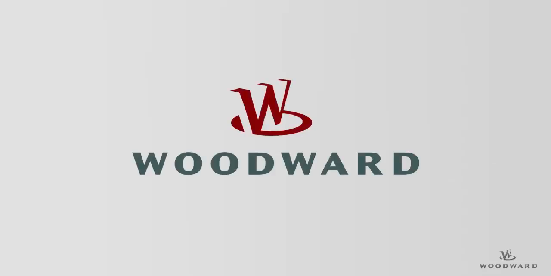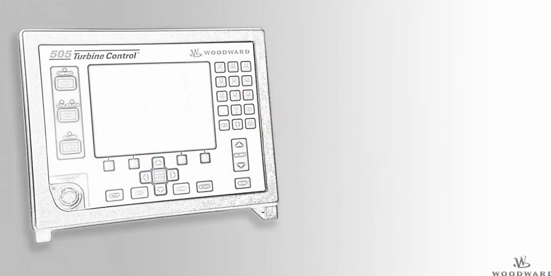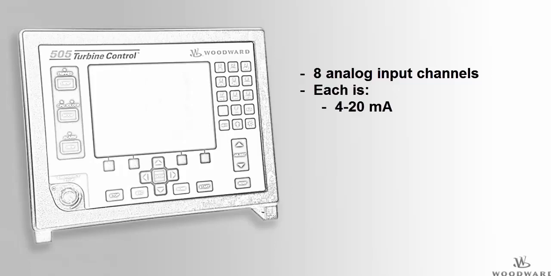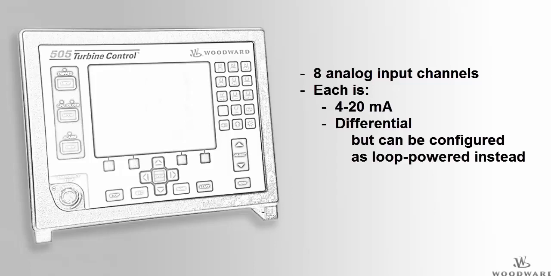Hello, and welcome to the 505 tutorial for configuring analog inputs. In this tutorial, you will learn how to configure analog inputs. The 505 has 8 4 to 20 milliamp analog input channels. Each channel is differential, but can be configured to be loop powered.